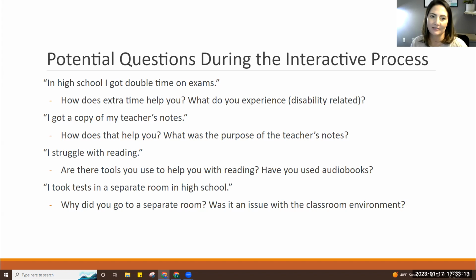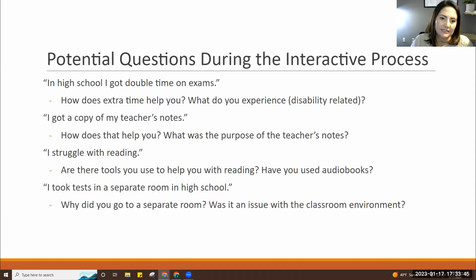Another thing that we might hear is, I struggle with reading. And then we would ask something like, are there tools you use to help you with reading? Have you used audiobooks? Just some things to get their brain working. A question that I ask a lot is, when you watch a movie, do you watch movies with subtitles? And they'll say, oh yeah, all the time, I never watch movies without subtitles. That tells me I might want to add closed captioning for teachers who are throwing up PowerPoints during lectures.